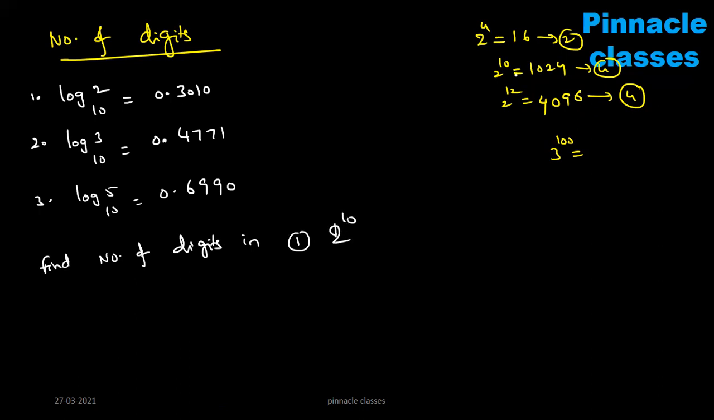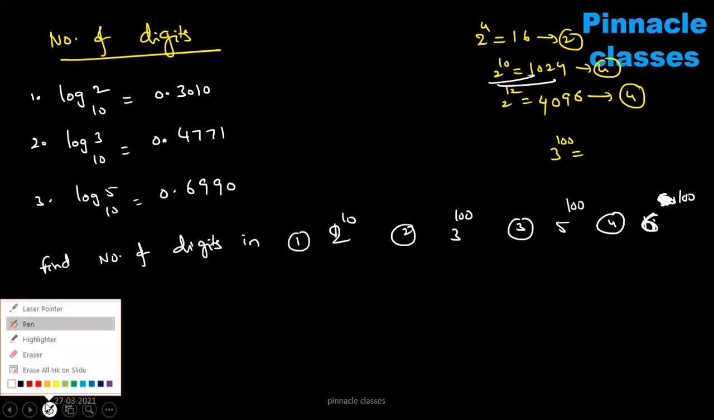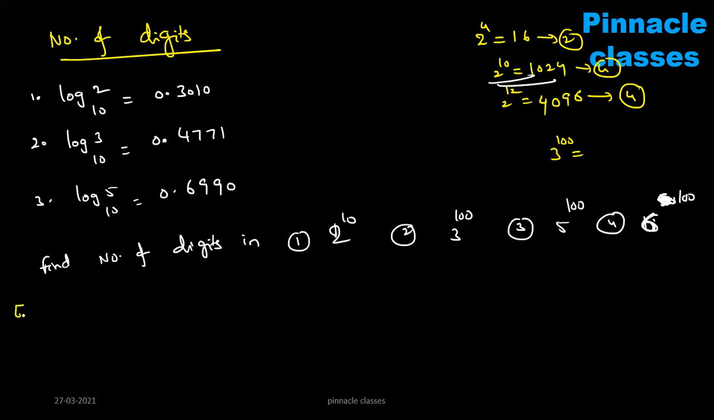2 power 10. We can verify whether it's correct or wrong. How many digits are there? 4. Then we can see 3 power 100, 5 power 100, 6 power 50, like that, 6 power 100. Easy. Listen carefully. Choose any one number. Suppose the first one, we can verify directly.